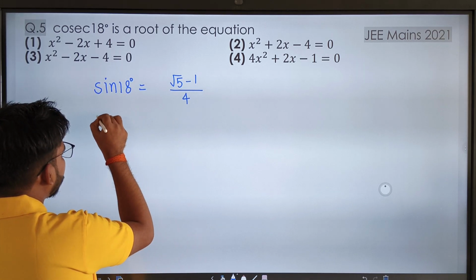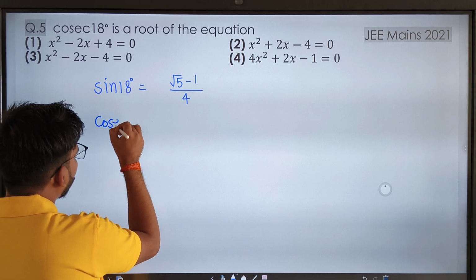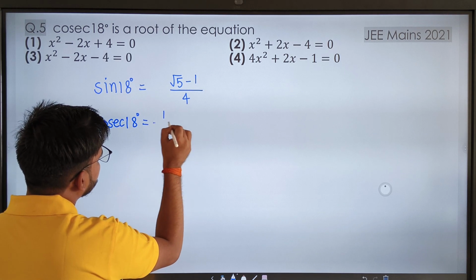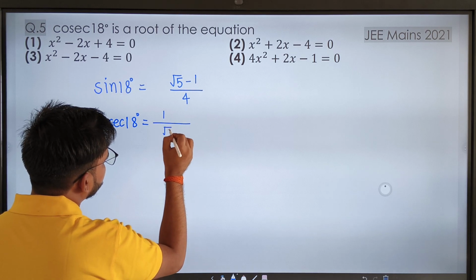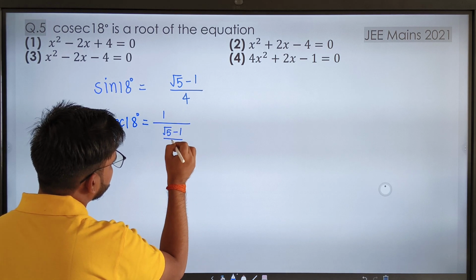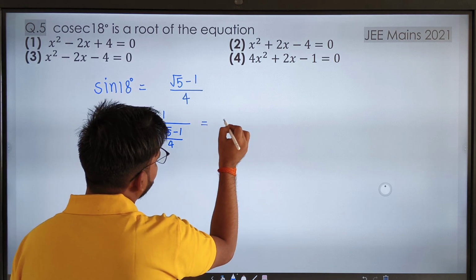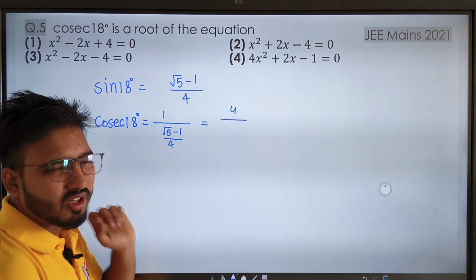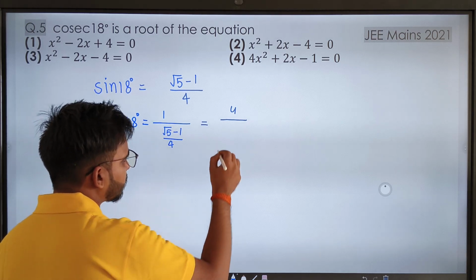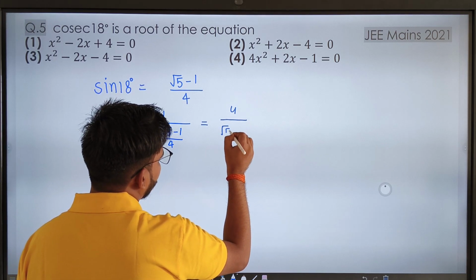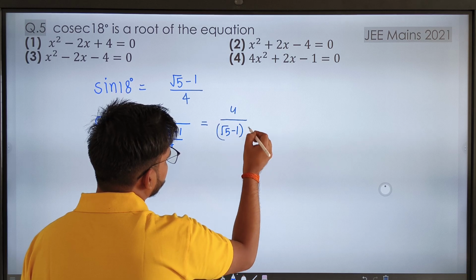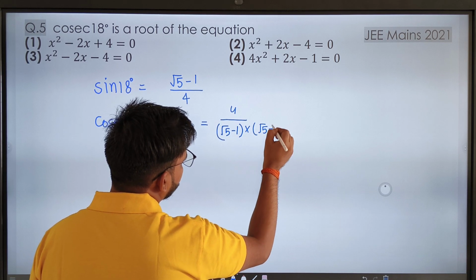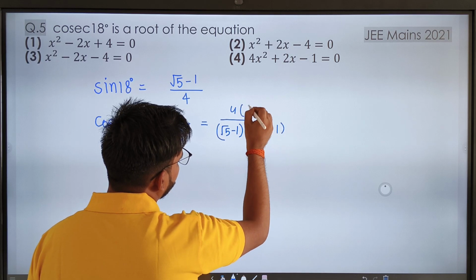So cosec 18 degree is basically 1 upon sine 18 degree. That is 1 upon root 5 minus 1 divided by 4. So I would write this as 4 over root 5 minus 1, and in the denominator it is an irrational number, so we should do its rationalization. How would we do it? By multiplying root 5 minus 1 with root 5 plus 1, same in the numerator.